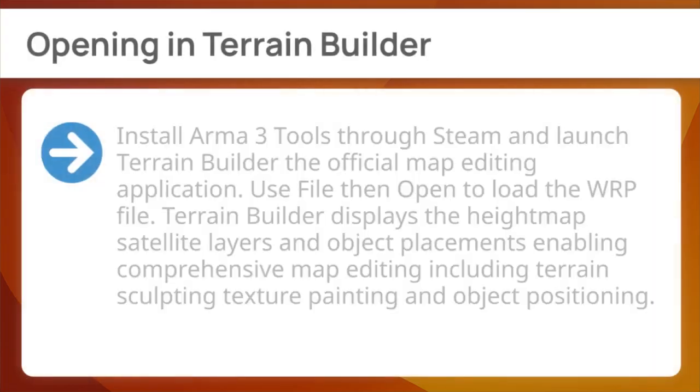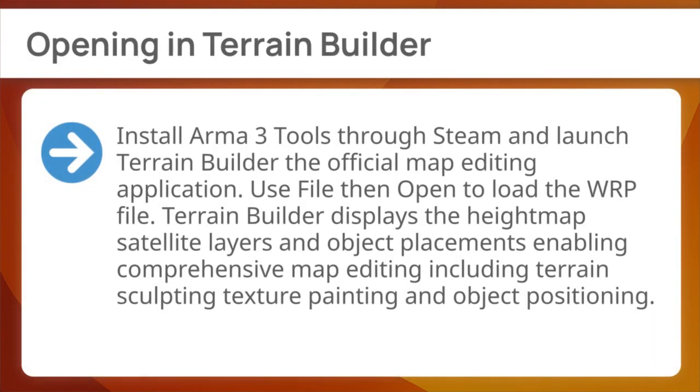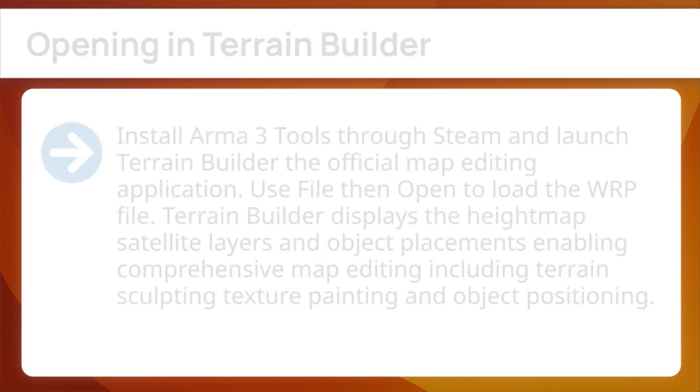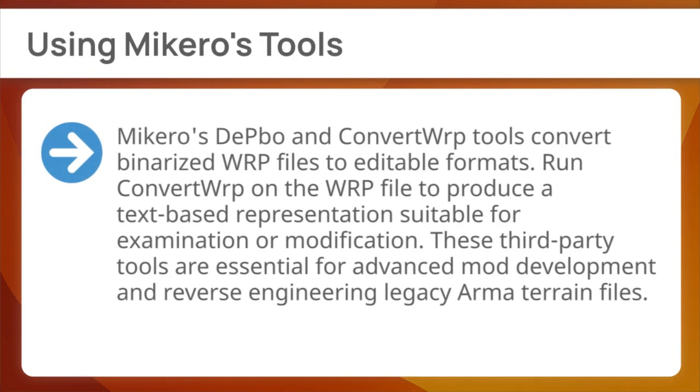First, opening in Terrain Builder. Install Arma 3 tools through Steam and launch Terrain Builder, the official map editing application. Use File then Open to load the WRP file. Terrain Builder displays the height map, satellite layers, and object placements, enabling comprehensive map editing, including terrain sculpting, texture painting, and object positioning.